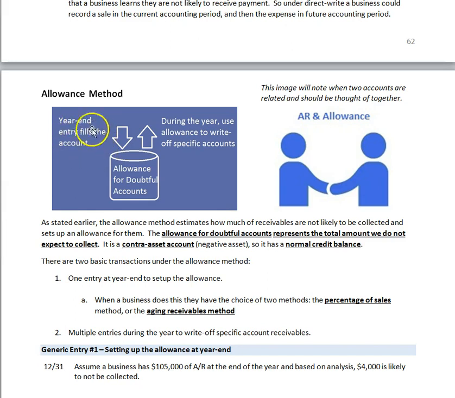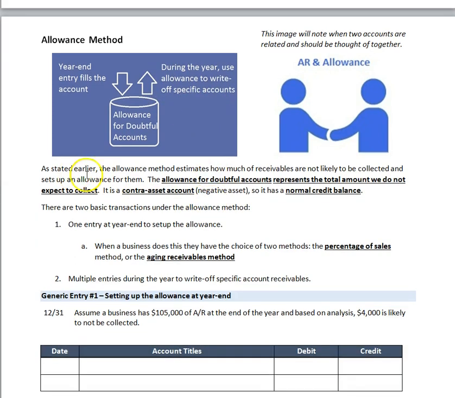Year-end entry fills up the account, so we're going to see the adjusting entry that we make at year-end to fill up the account. And then during the year we use funds out of this. So we set aside, we're not actually setting aside cash. That's the only misconception here. We're setting aside earnings. We're effectively setting aside those earnings in the allowance account to cover people in the future who do not pay us what they owe us.